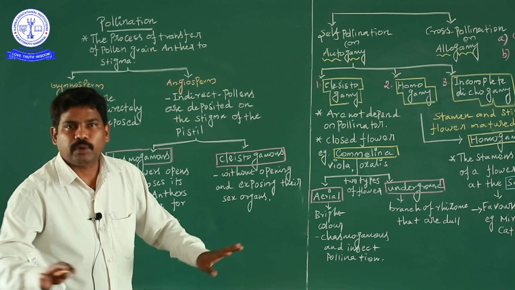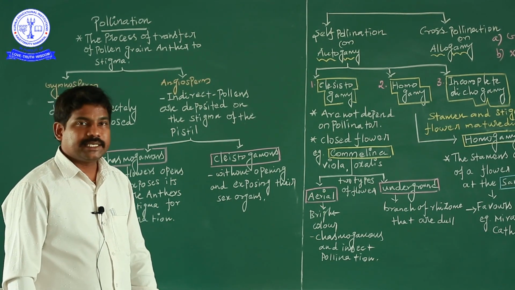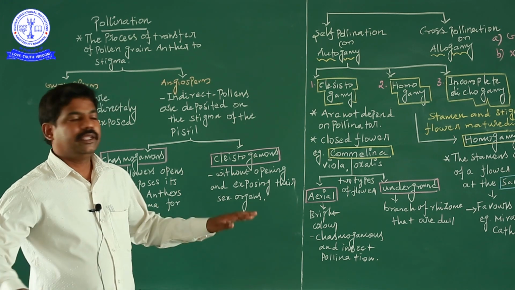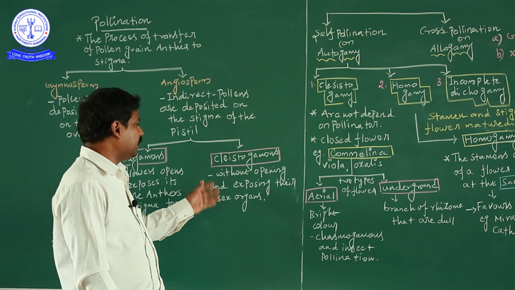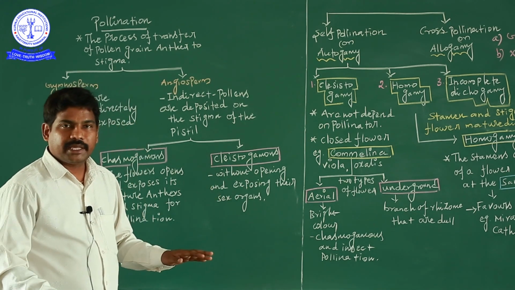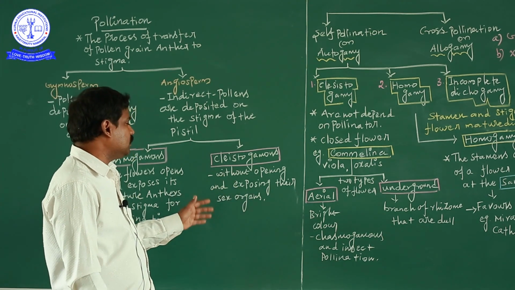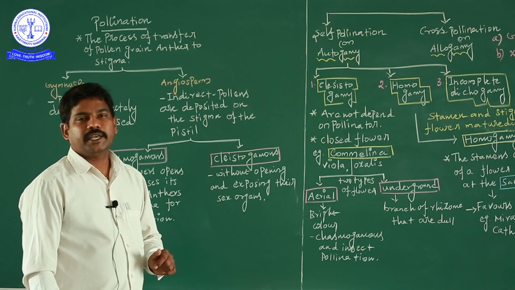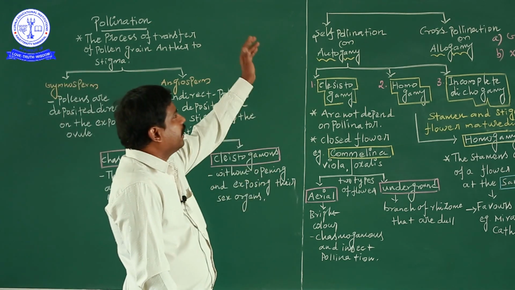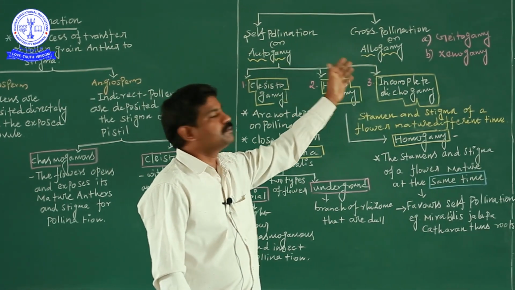Okay, and then cleistogamous means, clisto means never open. The flower character does not open. So the sex organs, for example anther and stigma, are fully enclosed. Without opening, the flower does not expose its sex organs.